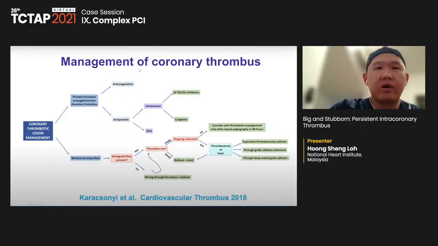This is a diagrammatic representation of a general approach to intracoronary thrombus, which is divided into two therapeutic arms. First is to prevent thrombus propagation or to prevent new thrombus formation. And the second is to restore coronary flow. To prevent thrombus formation and propagation, generally we give anticoagulation and antiplatelets. And to restore coronary flow, if there is ongoing ischemia, we will try to remove the thrombus by various means. However, if there's no ongoing ischemia, we can consider giving antithrombotic therapy and repeat the angiogram later.